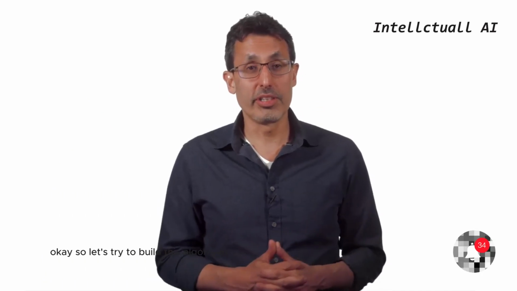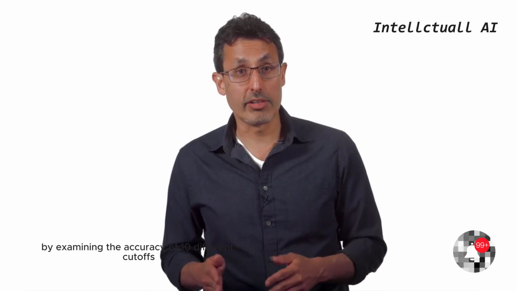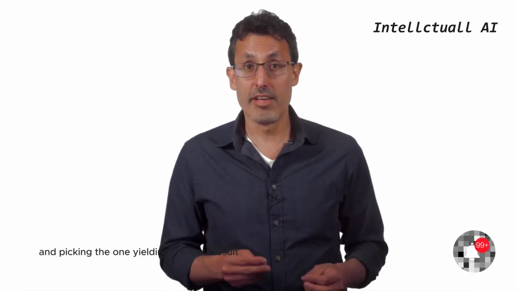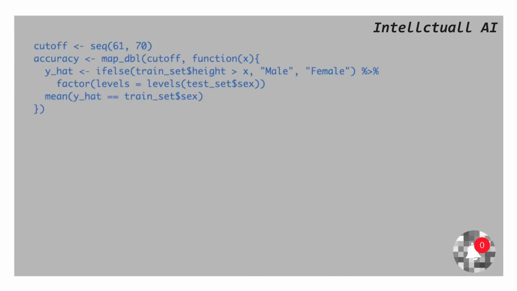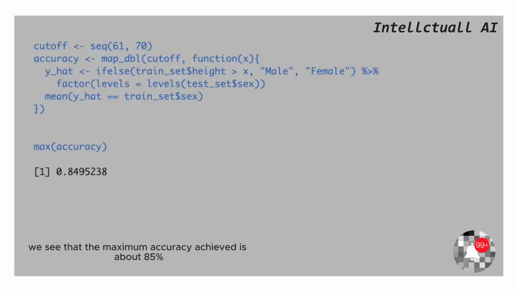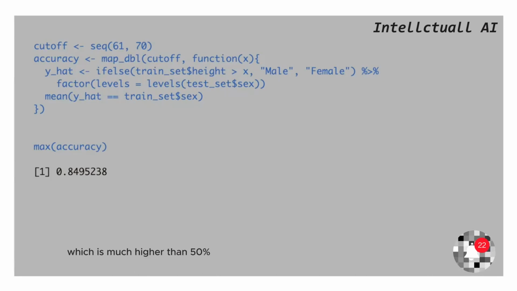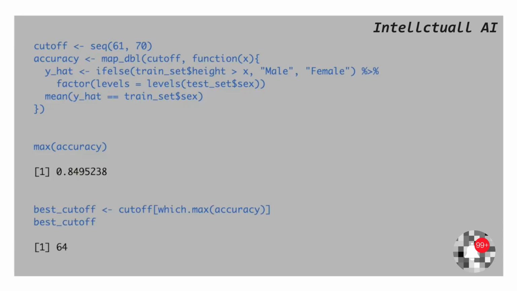Okay, so let's try to build this algorithm. We will optimize our approach by examining the accuracy of 10 different cutoffs and picking the one yielding the best result. We can write this code to do that. We can then make a plot showing the accuracy obtained for the different cutoffs. We see that the maximum accuracy achieved is about 85%, which is much higher than 50%. The selected cutoff that gave us this accuracy was 64. We can find it this way.